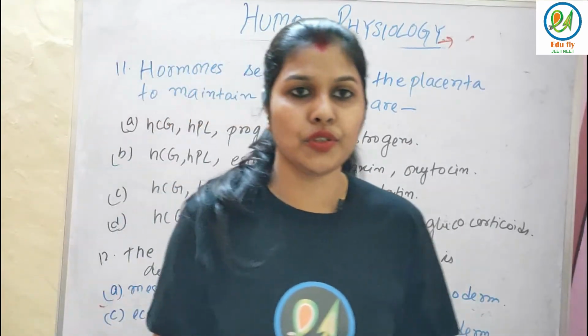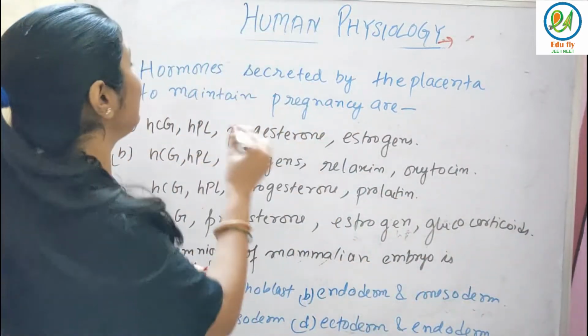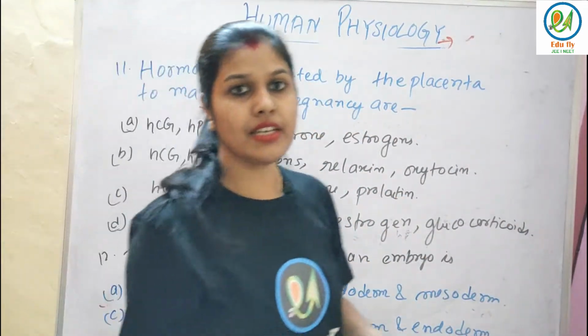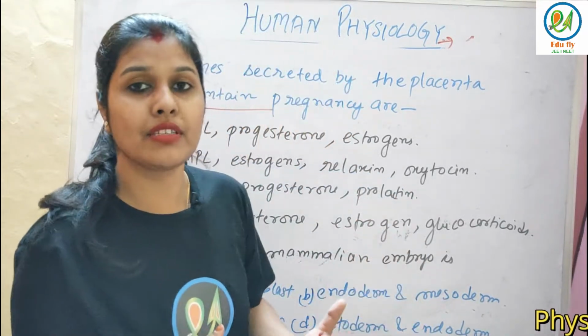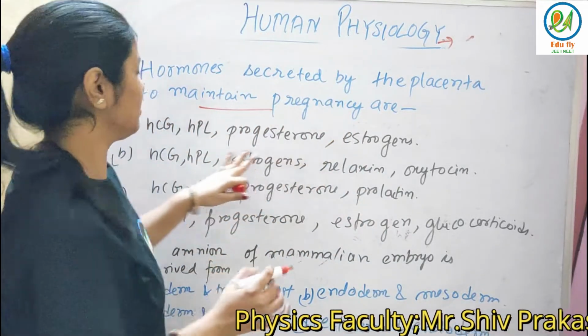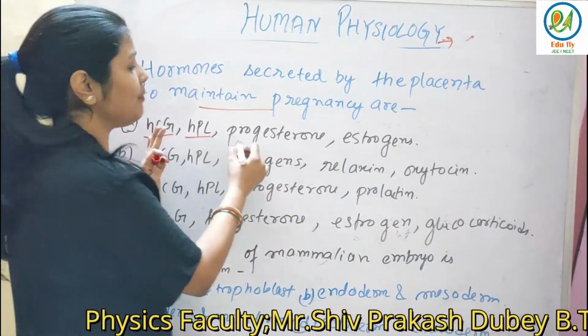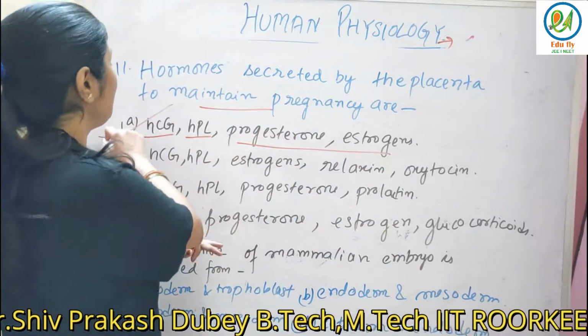So the next question is related to hormones. Hormones secreted by the placenta to maintain pregnancy. What is placenta? Placenta is nothing but the connection between fetus and the mother. With the help of placenta, the fetus and mother get connected. So they are asking about the hormones. HCG, HPL, progesterone, estrogen, these 4 hormones are secreted by the placenta to maintain pregnancy.